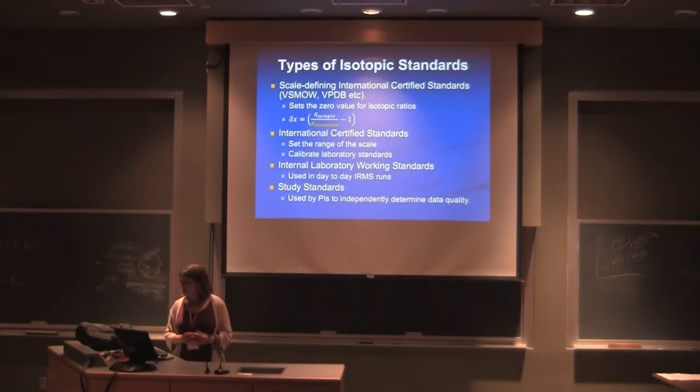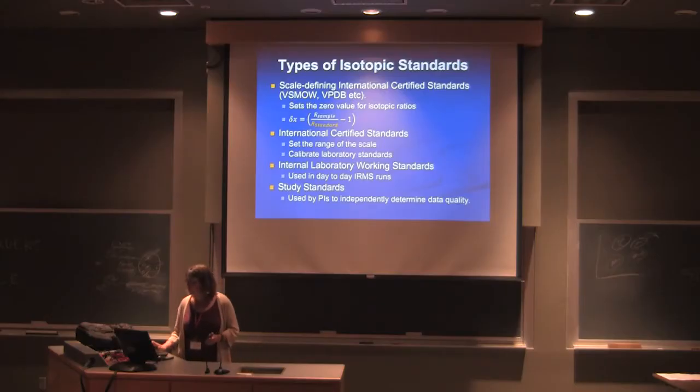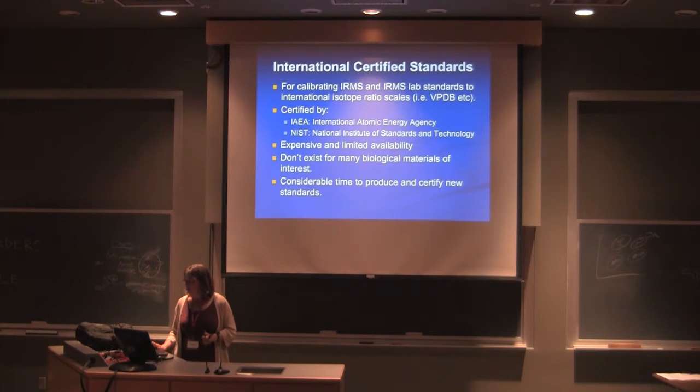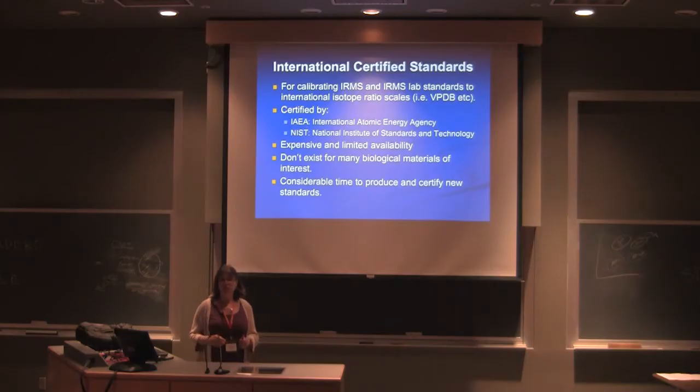Okay, so let's talk about, again, I've defined all of these different types of standards, and we're going to go through each one, but mostly we're going to combine these ones together and talk a little bit more about them. We've touched on them again. So again, these international standards, certified standards, are just available from NIST and IAEA, and we talked about the expense and that they take a long time to do. So you can't get very many of them.